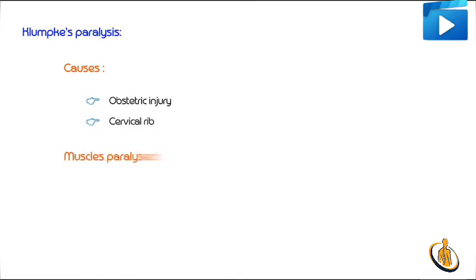And what are the muscles which are paralyzed during this condition? The muscles paralyzed are all the small muscles of the hand, because the ulnar nerve gives innervation to the intrinsic muscles of the hand, and the sensory loss is mainly seen on the medial side of the arm. And what is the deformity?